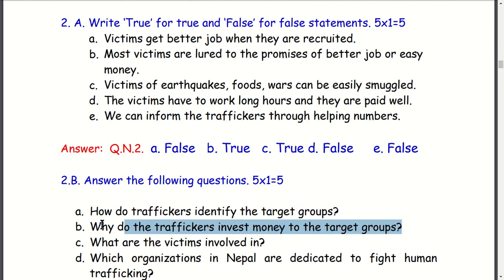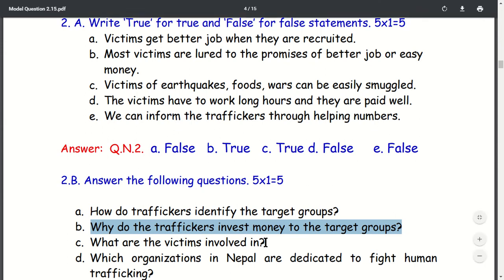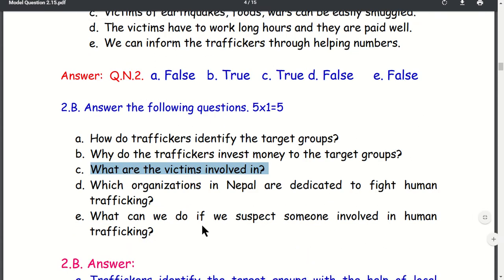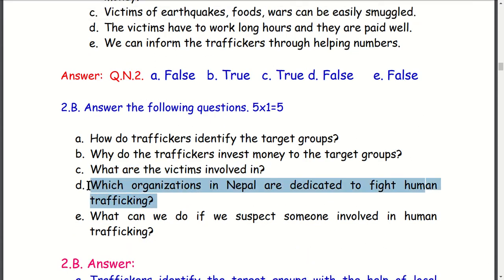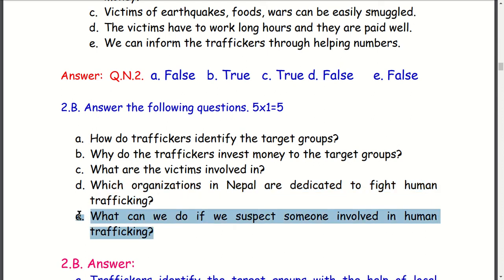Question number B here: why do the traffickers invest money in the target groups? Why do they invest money? Question number C: what are the victims involved in? Number D: which organizations in Nepal are dedicated to fighting human trafficking? Number E: what can we do if we suspect someone is involved in human trafficking? These are all WH questions here.